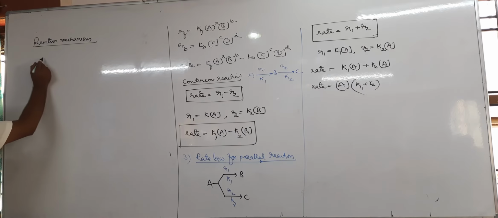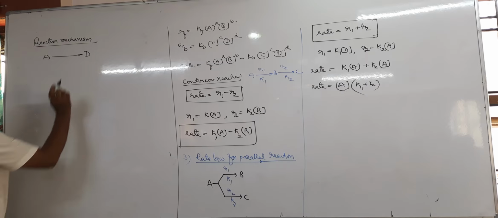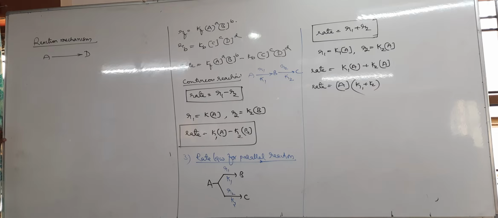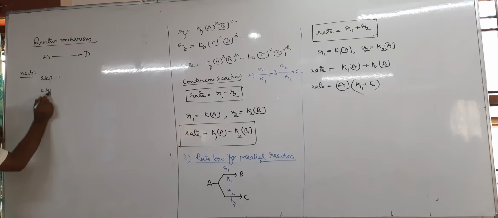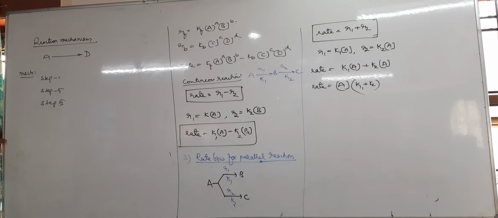For example, you can take A. A is a reactant, converting into D, a product. Okay, reactant A converts into product D. Now this is actually the reaction, but what is the mechanism? Its mechanism is a detailed step by step explanation. It means in step 1, which reaction takes place? In step 2, which reaction takes place? In step 3, which reaction takes place? Then by combining all the steps, you will get the overall reaction.